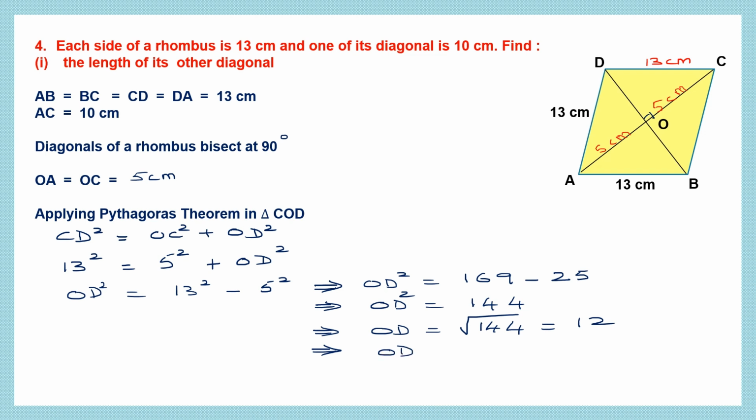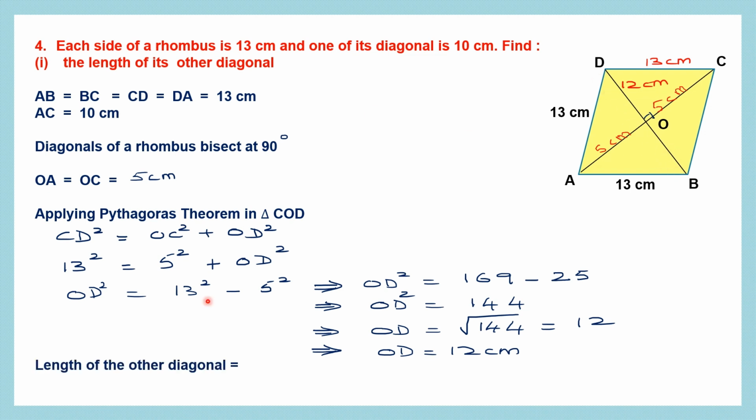OD is 12 centimeters. So now let's get back to the figure. So we have found OD. OD is 12. So let's write that there. So OD is 12 centimeters. That means since this is bisected in the middle, OD is equal to OB. So if this is 12 centimeters, this will also be 12 centimeters. So 12 plus 12 will give us the length of this diagonal.